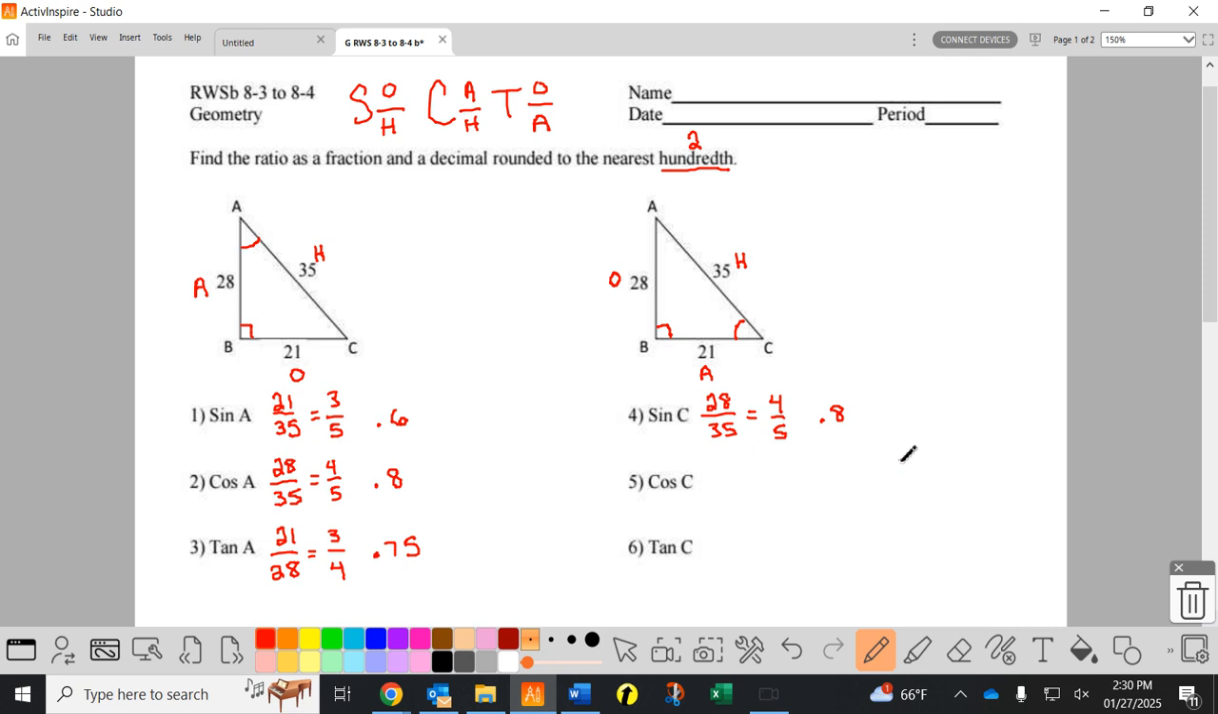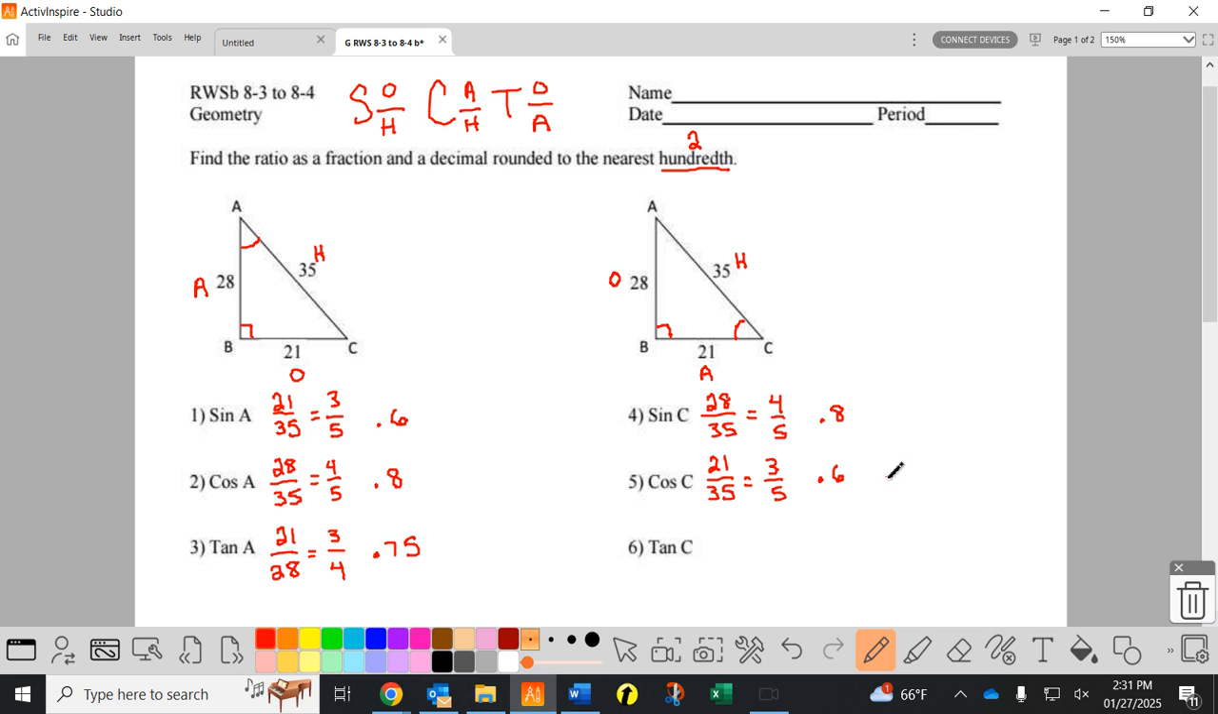Okay, for the next one, it's going to be cosine of C. Cosine of C is going to come from adjacent over hypotenuse. So the adjacent is going to be 21 over the hypotenuse 35, so 21 over 35. So 21 fraction button 35 equals, that's going to put you at 3 over 5. And when you do 3 divided by 5 equals, that's going to give you 0.6 as a decimal.